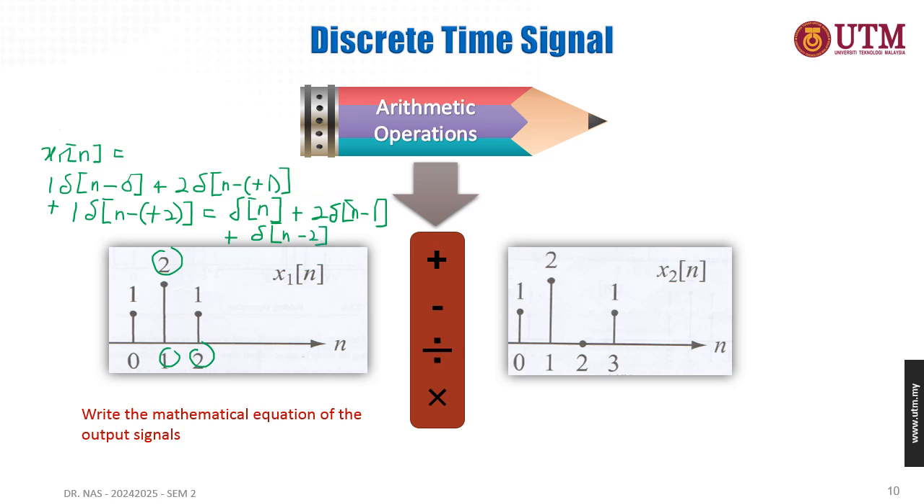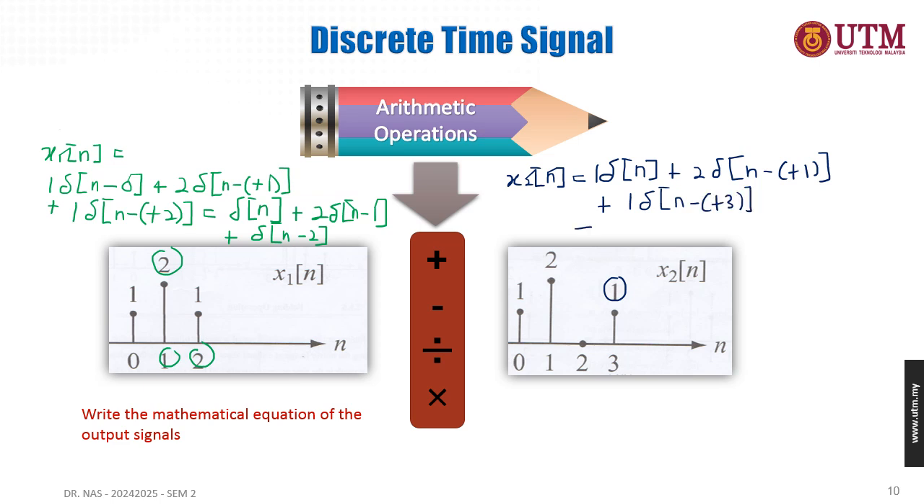How about x2[n]? x2[n] is equal to the amplitude 1 delta[n minus 0], plus 2 delta[n minus 1], plus the next one, 1 delta[n minus 3]. So simplify the equation: delta[n] plus 2 delta[n minus 1] plus delta[n minus 3].